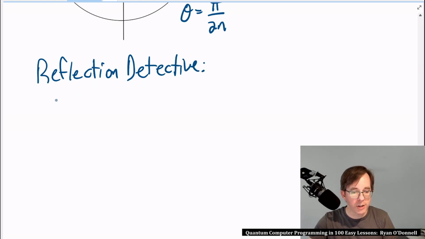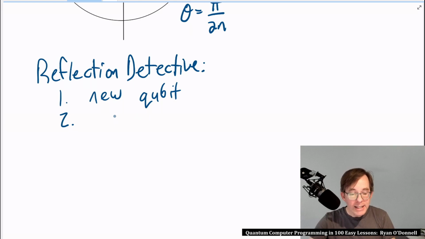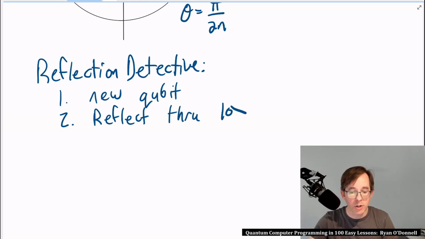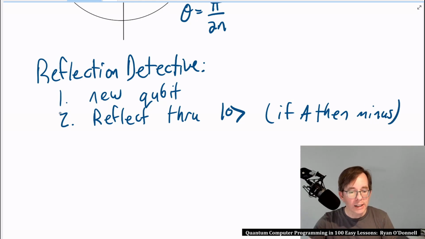Okay, so the first thing we'll do is we'll make a new qubit. So that'll give us a qubit in the state ket 0. Okay, and the next thing we're going to do is, let's just say we'll do reflect through ket 0, or do this horizontal reflection. This is like if A then minus ourselves. And then finally, the third step, we'll do the mystery reflection.